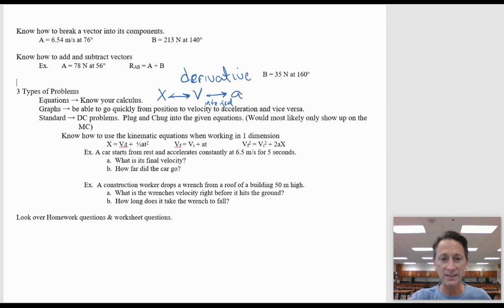And then the third is a plug-and-chug problem that might be a simple two-dimensional constant acceleration problem where you're going to use one of the three kinematic equations that we used: x equals v_i t plus 1/2 a t squared, v_f equals v_i plus a t, or v_f squared equals v_i squared plus 2 a x. And there are two sort of samples there. Look over the homework questions that you have and the worksheet questions, and then we will talk. I want to give you one of each of these examples further on in this video.